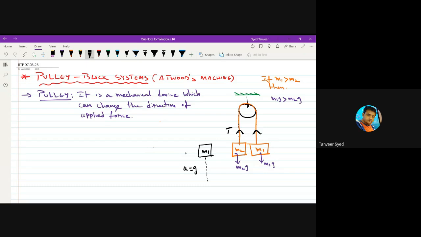And what about M2? Tension is pulling it up, M2g is pulling it down. But it is moving up. That means tension is more than its weight. Here, the weight is more than the tension acting on it. Because of all this, M1 comes down and M2 goes up. Now we have to find what the acceleration will be. If they are moving with acceleration, will they move with the same or different accelerations? M1 comes down, M2 goes up with acceleration. Will this acceleration be the same or different?